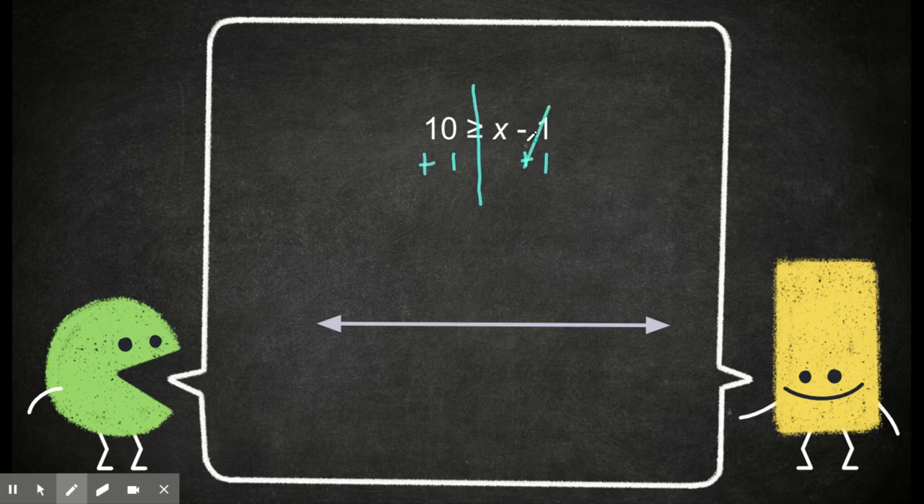Negative 1 and positive 1 becomes 0, so you're just left with x. And 10 plus 1 becomes 11. And in the middle here, we still need that greater than or equal to sign. So the inequality that you're going to put on the graph is 11 is greater than or equal to x.